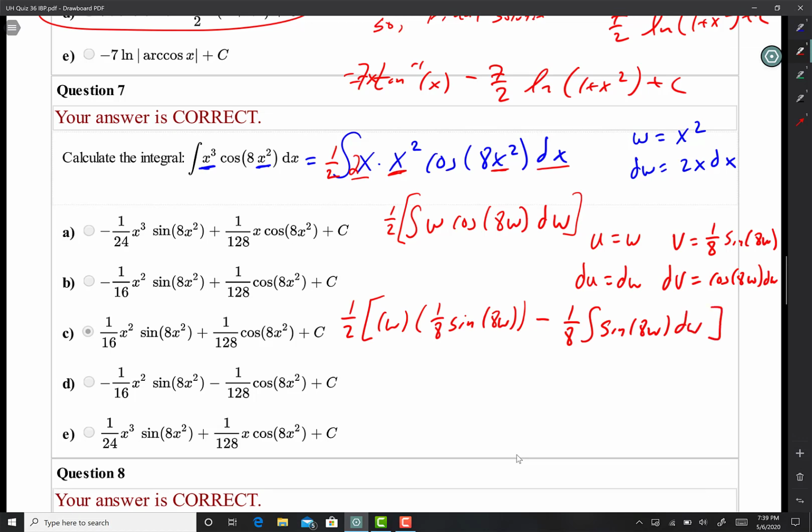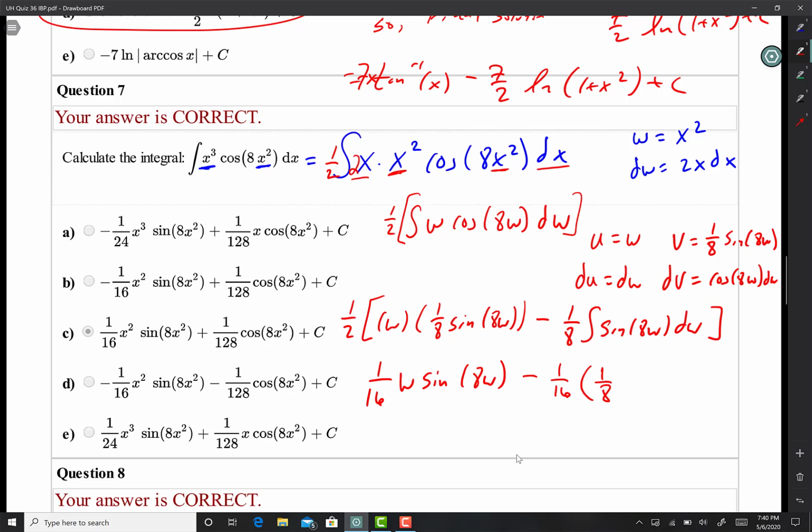I'm going to distribute the half. So 1/2 times 1/8 is 1/16. So I have 1/16 w sine of 8w minus, so look, 1/2 times 1/8 is 1/16. So I have 1/16 here. And then when I do antiderivative of sine 8w, that's another 1/8 here in the front. Does that make sense, guys?